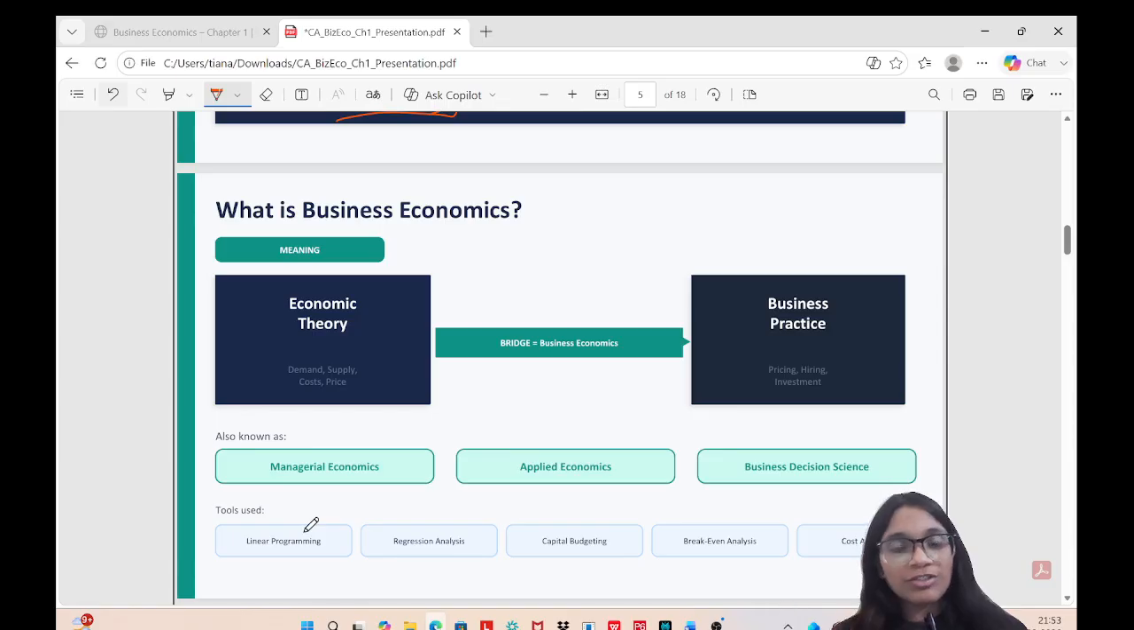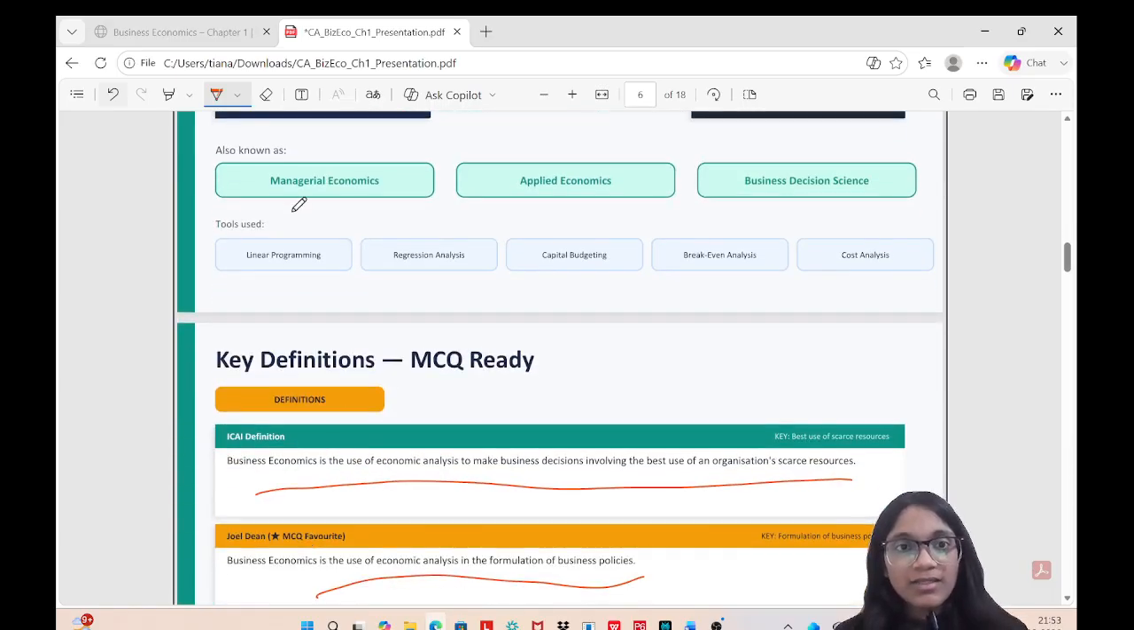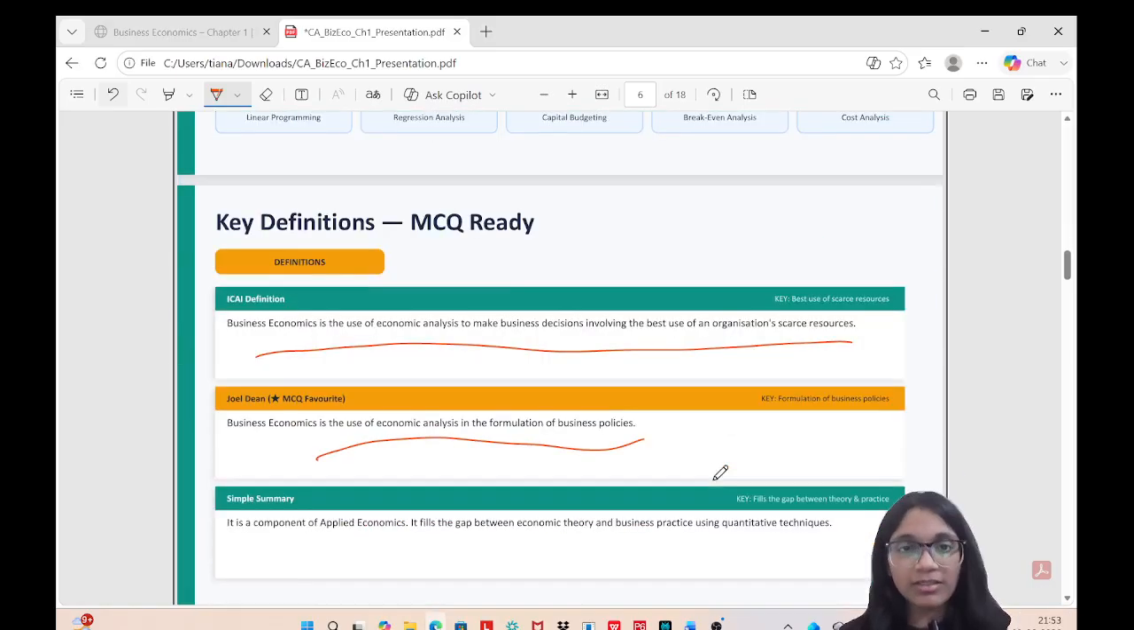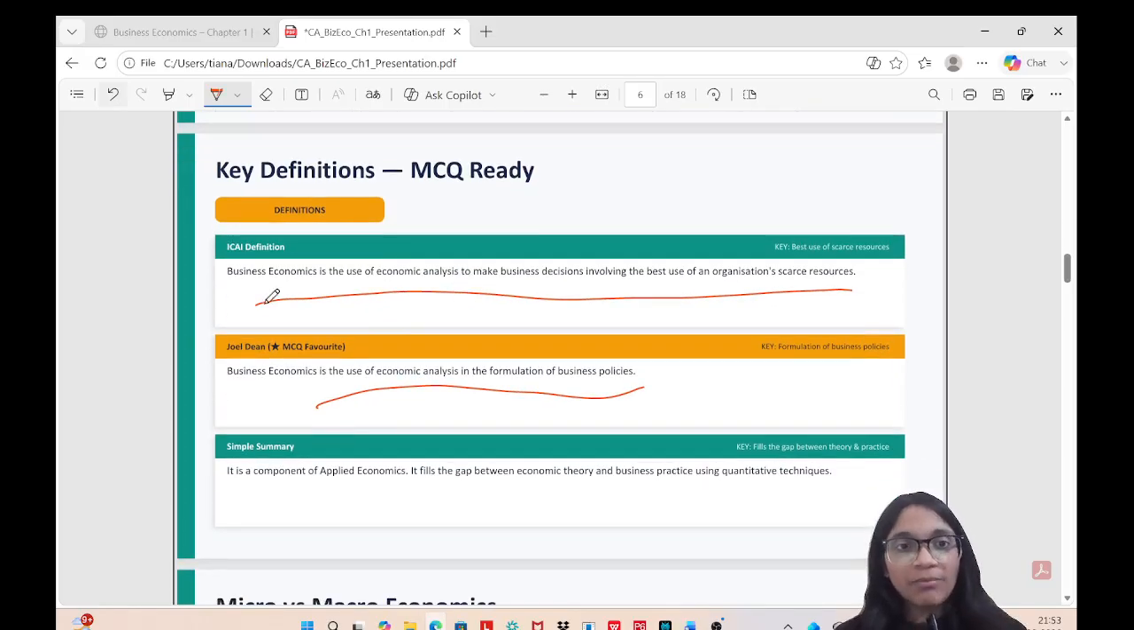Should I give discounts during these hours? These are the business decisions you make. Got my point? And these are tools used, like linear programming. You use all these tools to make decisions. Practically, you're taking the decisions. And then we moved to MCQ ready. These are very important. Business economics is the use of economic analysis to make business decisions using the best use of the organization's scarce resources. And this one is very important. Royalty income example.